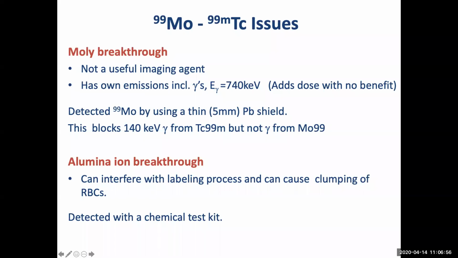Another issue is the alumina ion breakthrough. It can interfere with the labeling process and can cause clumping of red blood cells. Because we have an alumina column inside the generator, some alumina atoms can go through with the saline and go to our vial also. This can be detected by chemical tests. We can see how much alumina is inside, and beyond a specific amount, we cannot use our technetium.